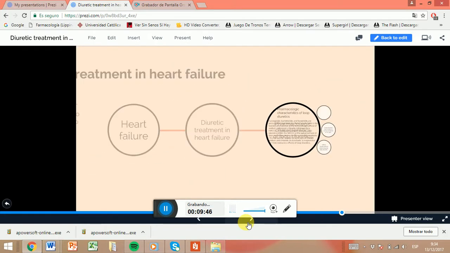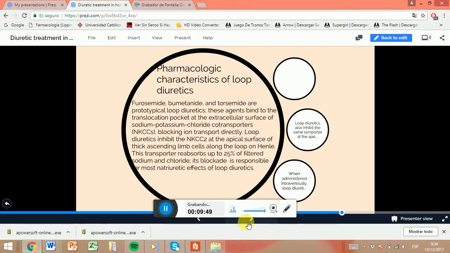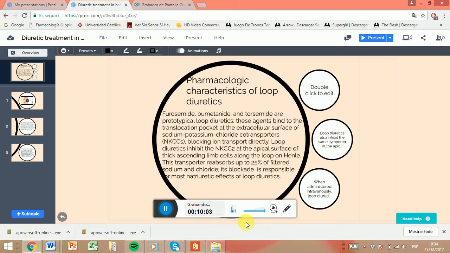Pharmacologic characteristics of loop diuretics. Furosemide, bumetanide, and torsemide are prototypical loop diuretics. These agents bind to the translocation pocket at the extracellular surface of sodium-potassium-chloride cotransporters. Blocking ion transport directly, loop diuretics inhibit the NKCC2 at the apical surface of thick ascending limb cells along the loop of Henle. This transporter reabsorbs up to 25% of filtered sodium and chloride. Its blockade is responsible for most natriuretic effects of loop diuretics.